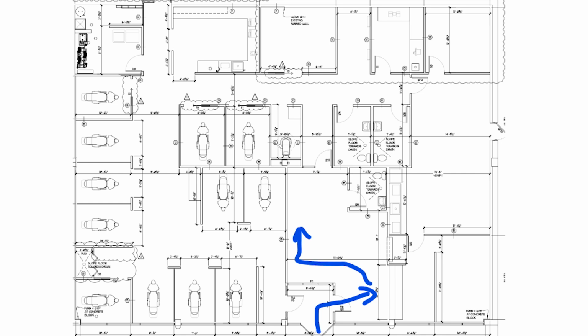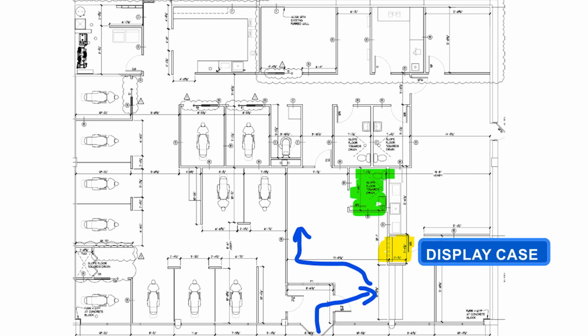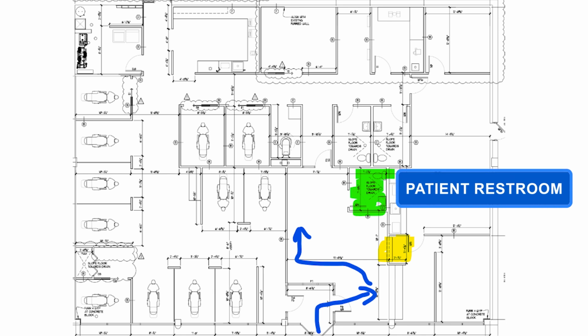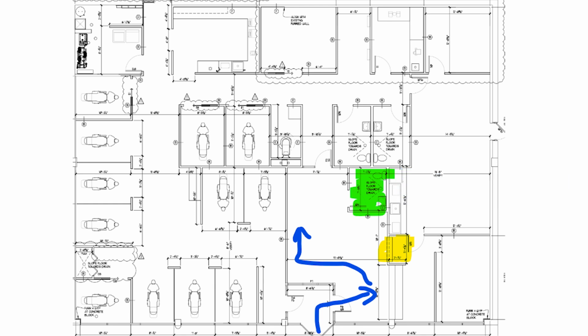Once the patient checks in, they're going to be seated in the waiting room. But the waiting room chairs aren't the only things that we have in there. If you look here, you'll notice that there's a yellow and green highlighted area. The yellow highlighted area is our display case where we put all of our CLD products on display, and the green is the patient restroom. We had to place a patient restroom because 1, it's required by law, and 2, well, it'd be kind of weird if we didn't place a restroom for the patients.